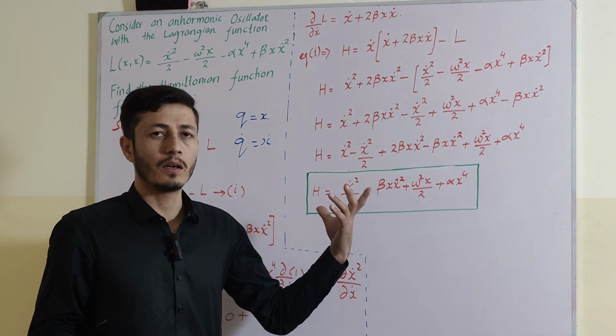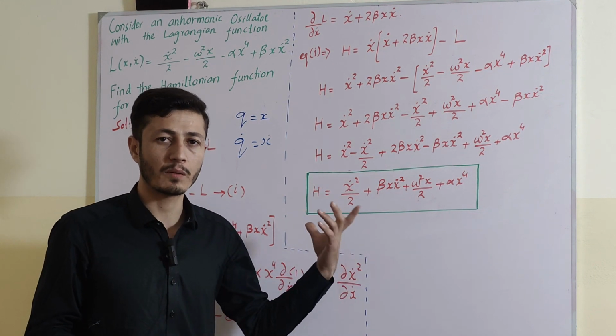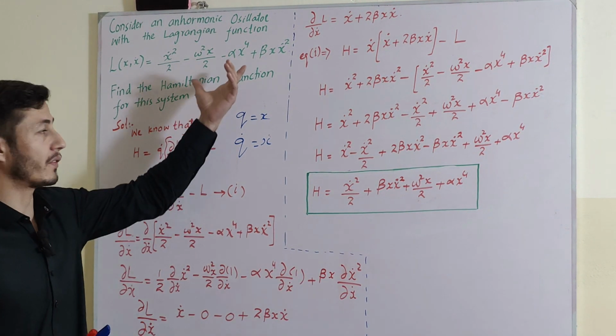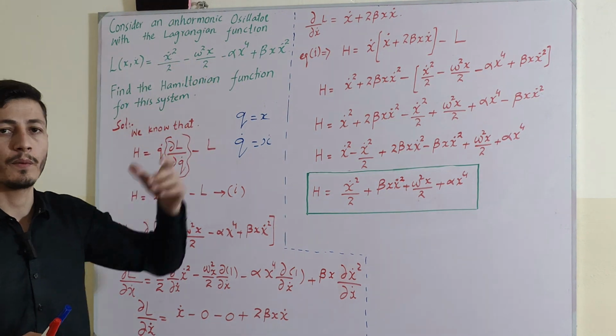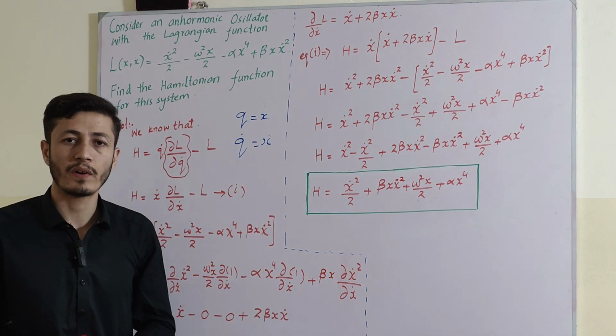So this will be the Hamiltonian for the anharmonic oscillator system if the Lagrangian of the system is this one. So this was it.